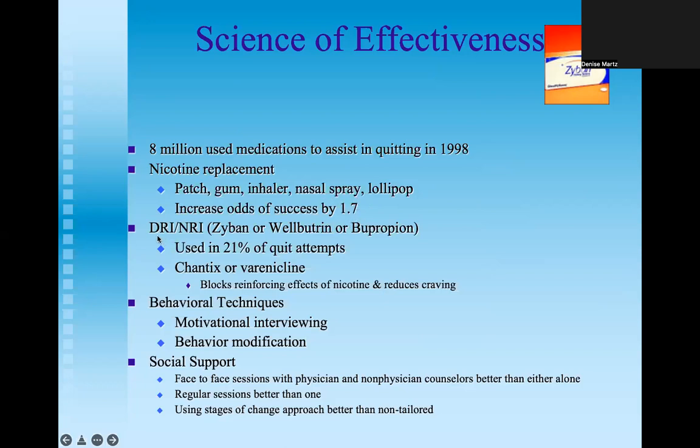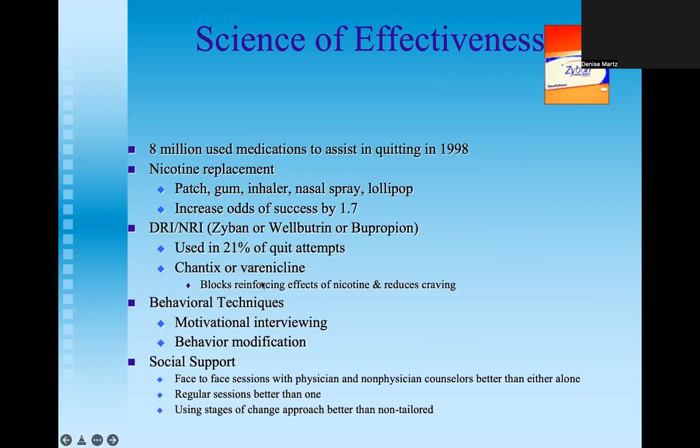The prescription medications that are dopamine reuptake inhibitors or norepinephrine reuptake inhibitors, as an example, Zyban is marketed for smoking cessation. It's the same thing as Wellbutrin, which is marketed for depression. This is used in a lot of attempts. One way of thinking about this is it feeds the neurotransmitter substances so that smoking on top of these meds is not nearly as rewarding. And then it's easier to cut back on or quit the cigarettes when the brain's getting the reward it needs without the nicotine.